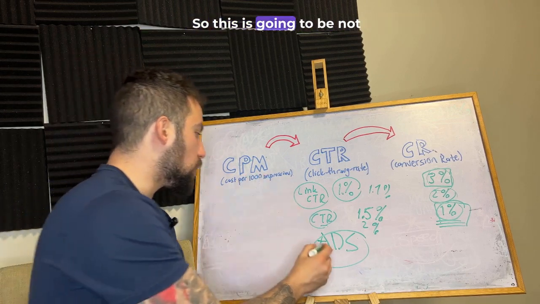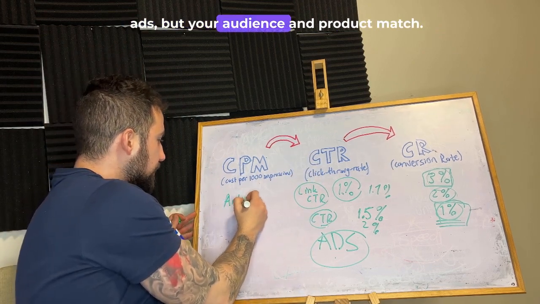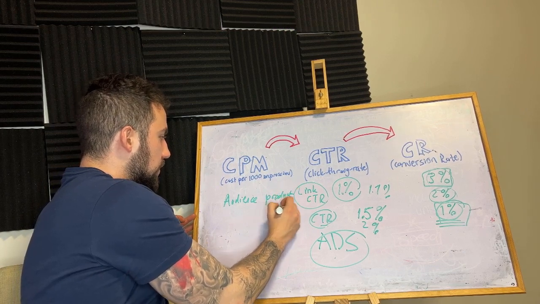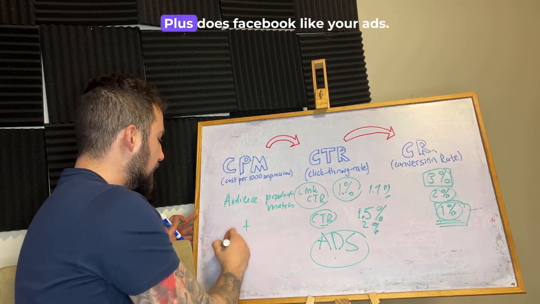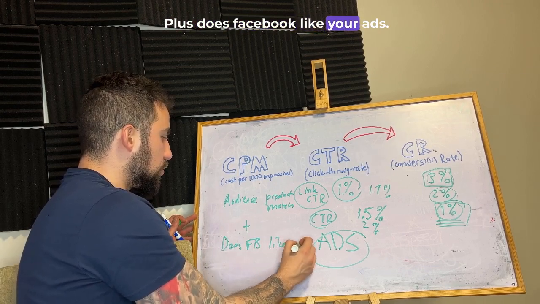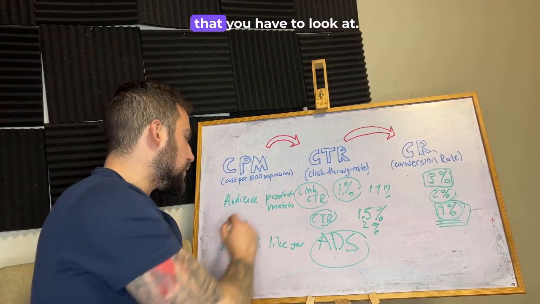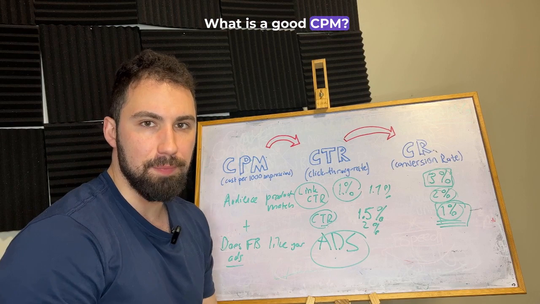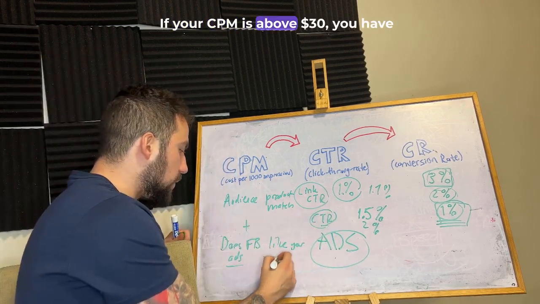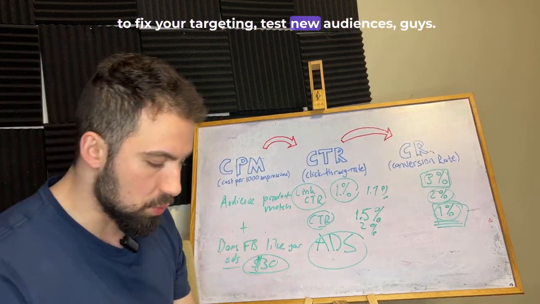So this is going to be not just your ads, but your audience and product match. Plus, does Facebook like your ads? These are the two important things that you have to look at. What is a good CPM? If your CPM is above $30, you have to fix your targeting and test new audiences.